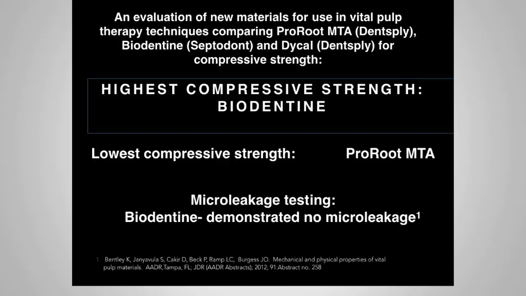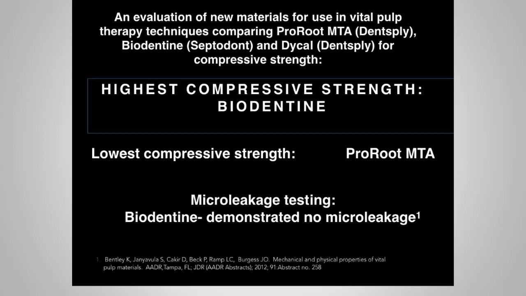So let's look at a couple of different things. We're going to look at this in regards to Biodentine, in regards to MTA, and Dycal. The highest compressive strength is Biodentine. It's going to be the strongest material. The lowest one was MTA, and there was no microleakage.